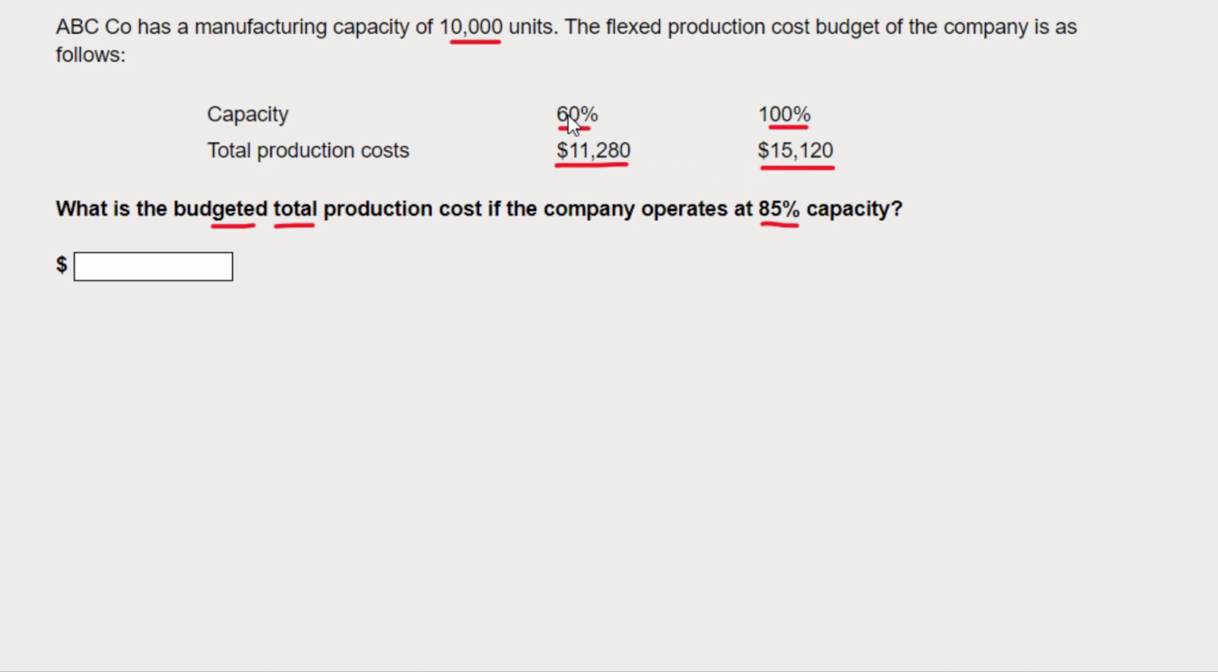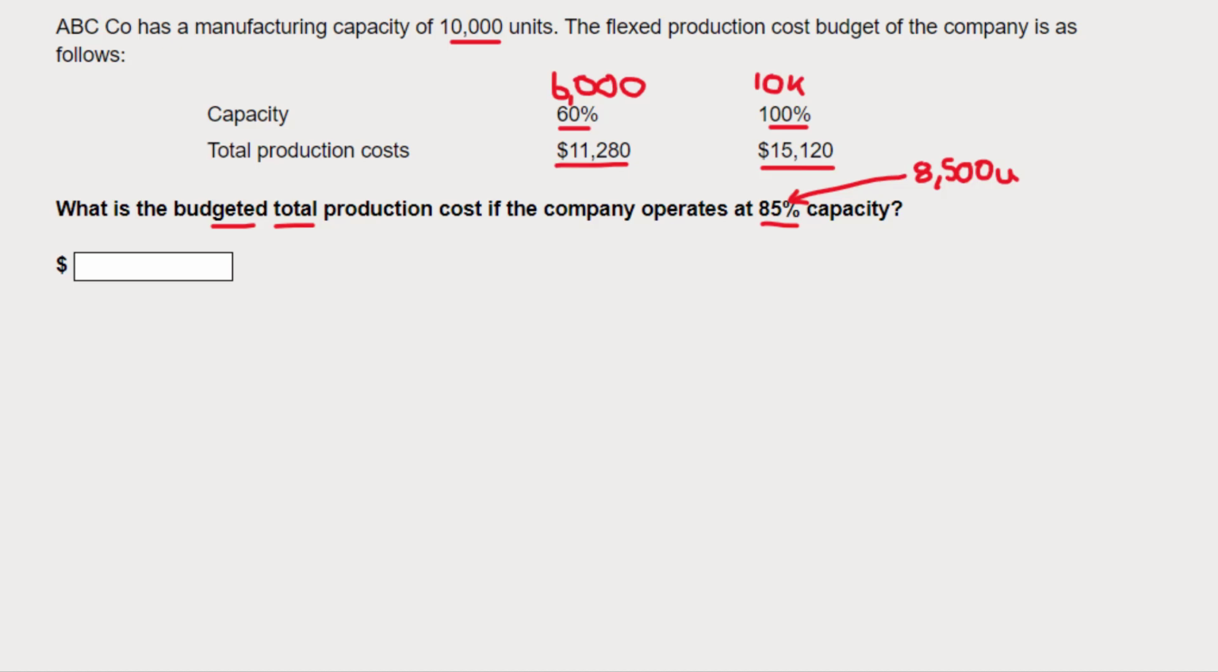Now, instead of working with these percentages, what I quite like to do is turn these into an amount in units. I find it a little bit easier to work that way. So I'm doing 60% times 10,000, and 100% is obviously 10,000, and the calculation here at 85% capacity is going to be 8,500 units, isn't it? All I've done is do 10,000 times the percentage each time. I just like to work in units more than I do in these percentages. I find it a little bit easier to think.